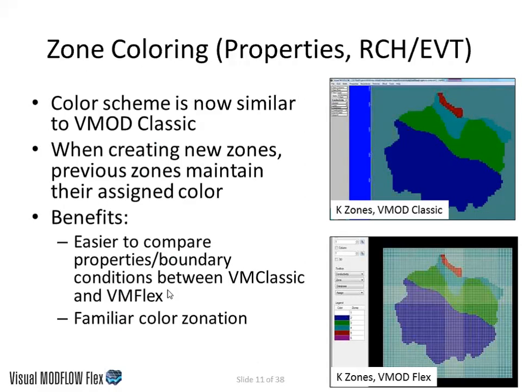In the previous version, the color palette was similar to what you would see when you're rendering an attribute, and sometimes would make it confusing in order to distinguish between if you're looking at the zone IDs or the attribute rendering. The other frustrating thing is that as you add new zones, then the previous zones will get reclassified with different colors. So it was a bit of a nuisance and an inconvenience, so this has now been remedied with this new release. It makes it easier to compare models from VMOD Classic in MODFLEX if you've imported those.